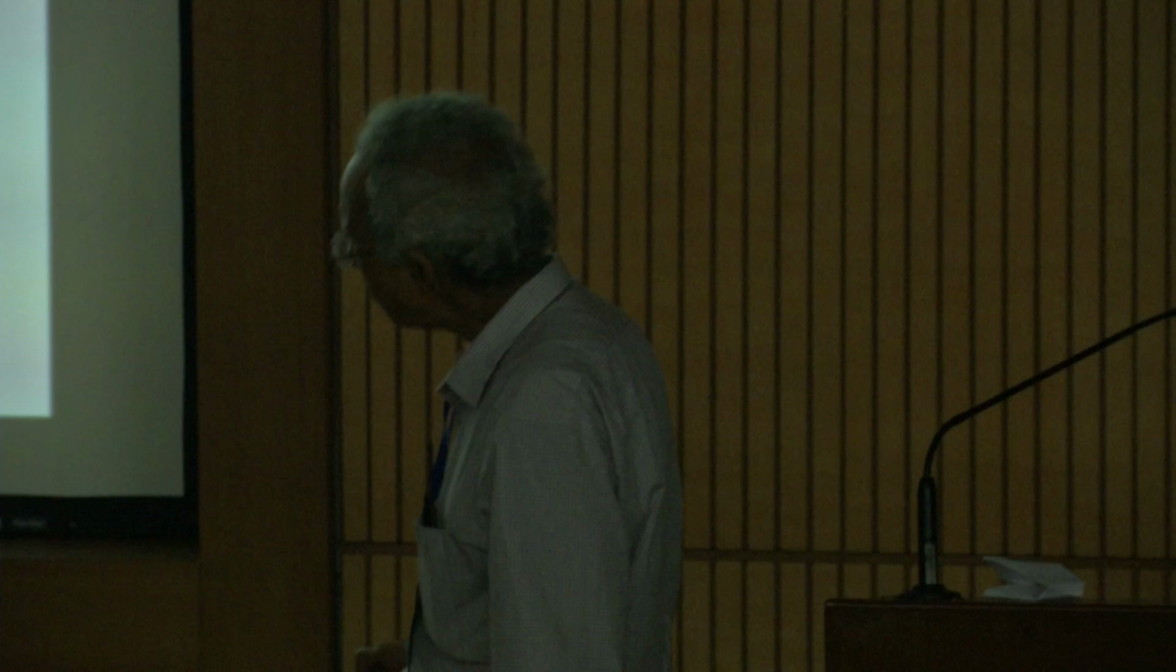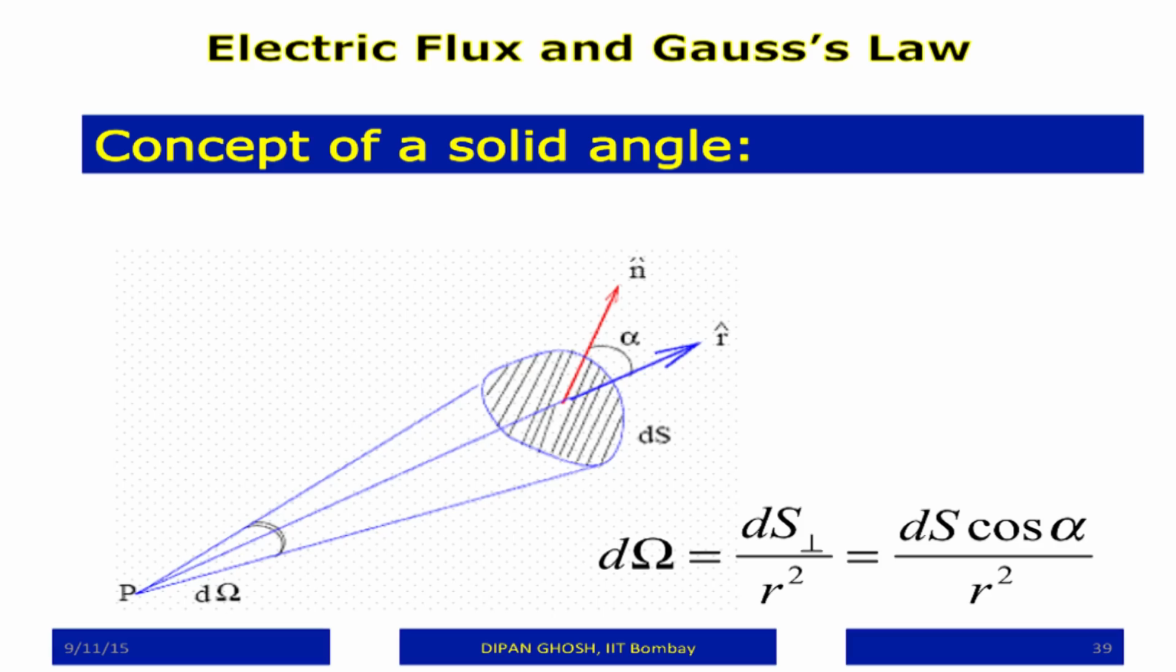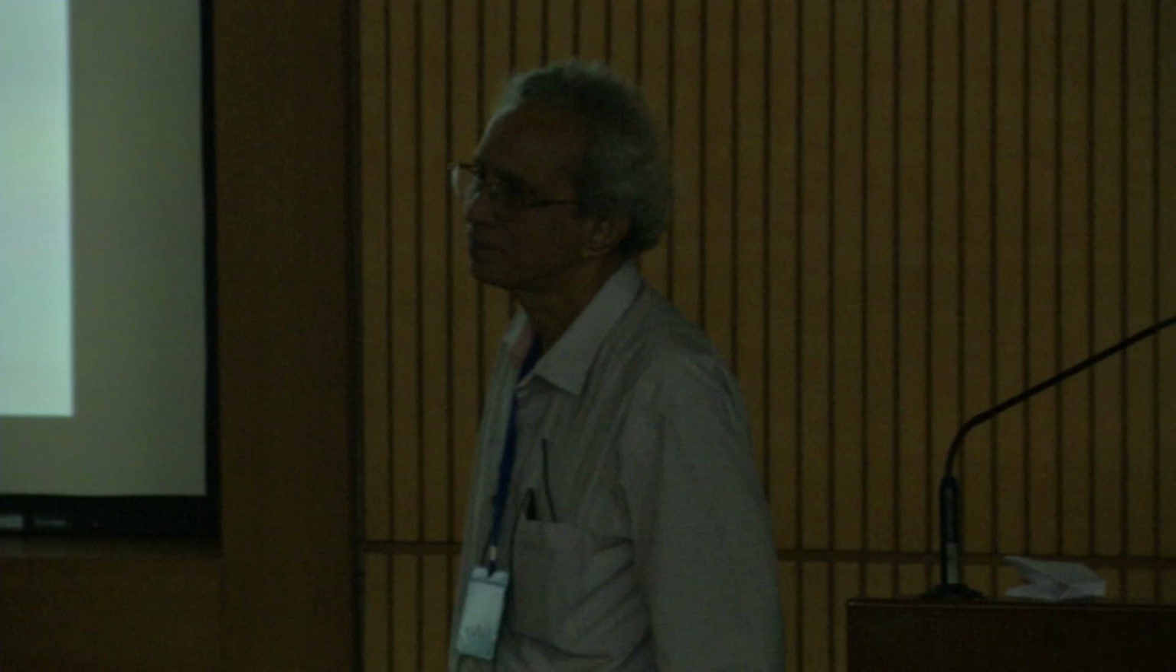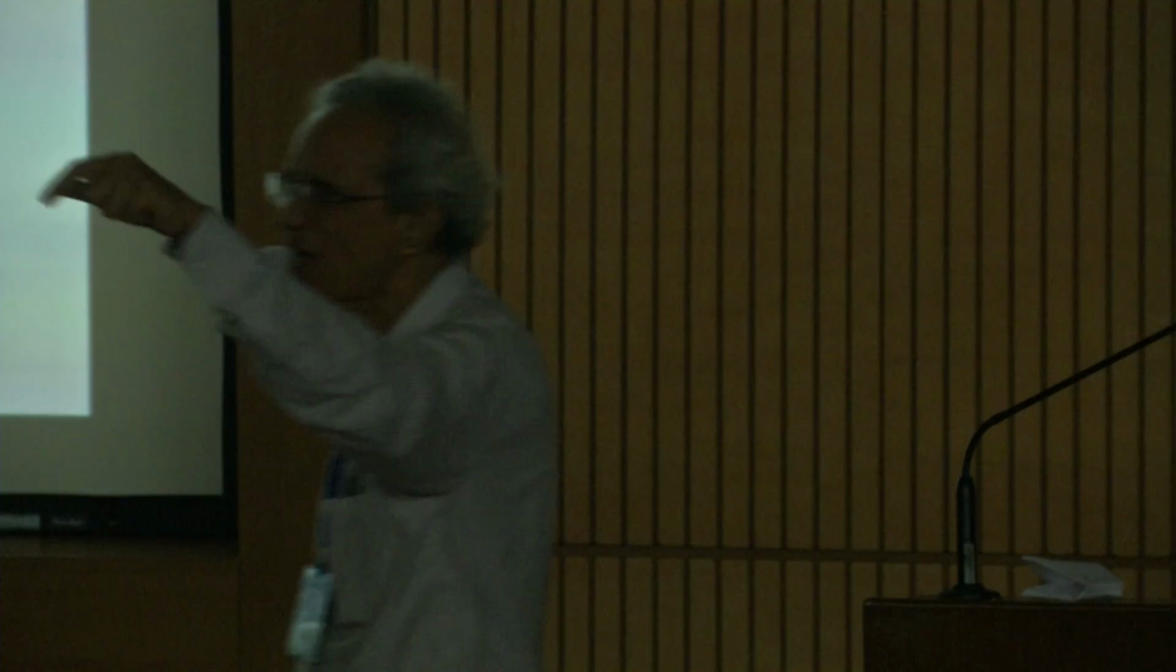Now, suppose instead I have an area like this and I am looking at what is the angle that this makes at a point P. So what I do is this: from all parts of this area, I draw tangents to that point. So basically, I will have a cone-like thing generated there.